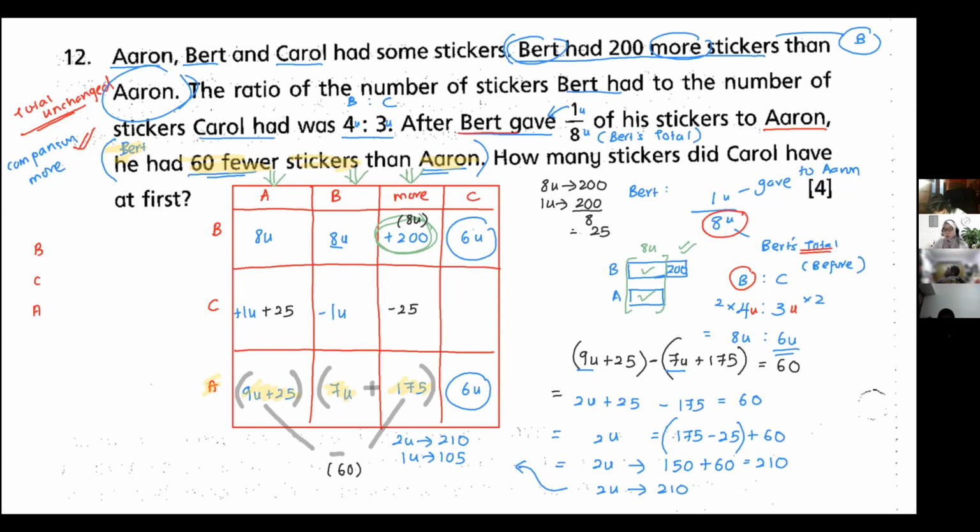Okay. Then I want to know how many stickers Carol had at first. Carol, no change from the first to the end. I want to find 6 units. Okay. So 6 units is 105 times 6 equals to 630. Answer. Okay. Be careful with this part here. All right. That's the answer.